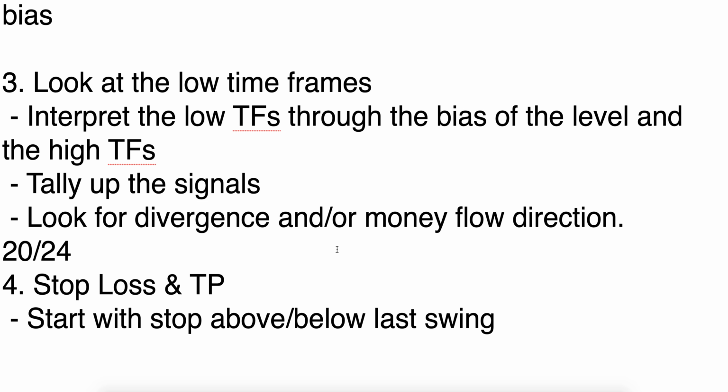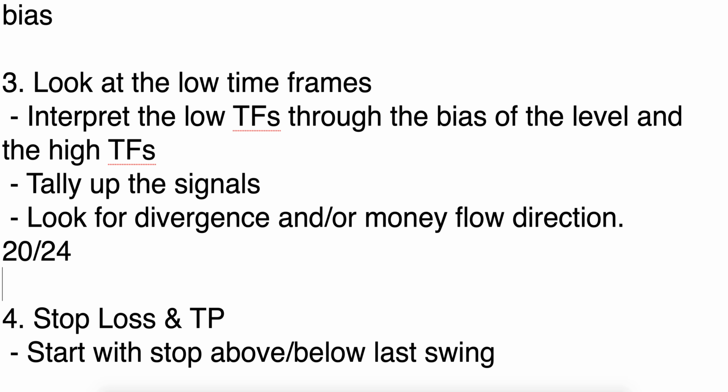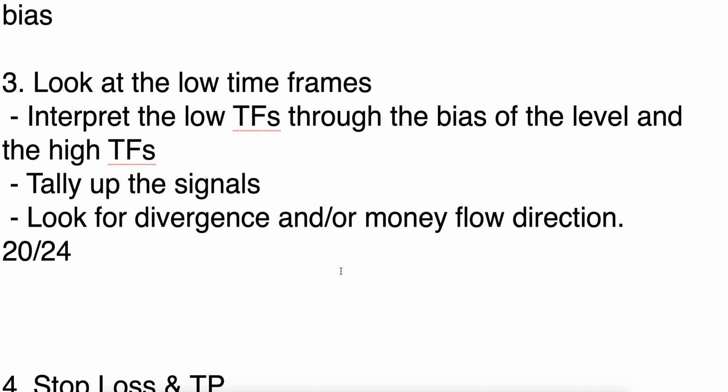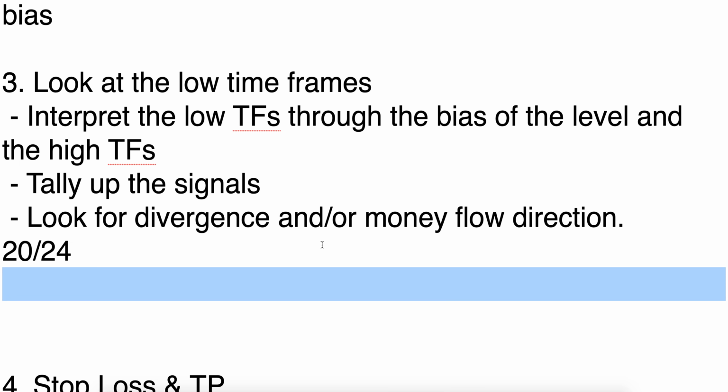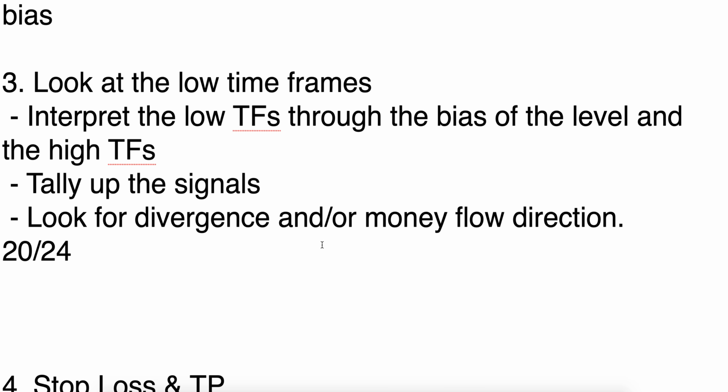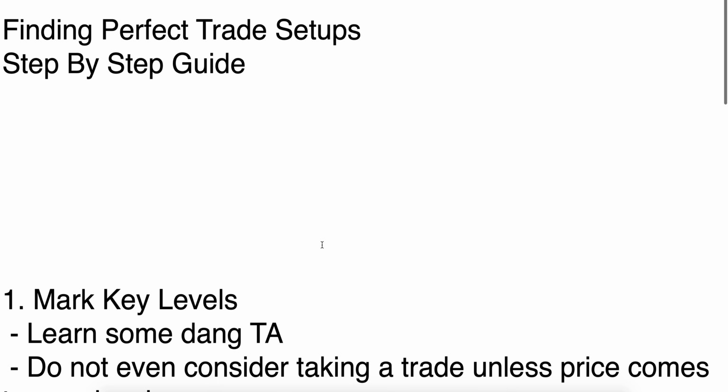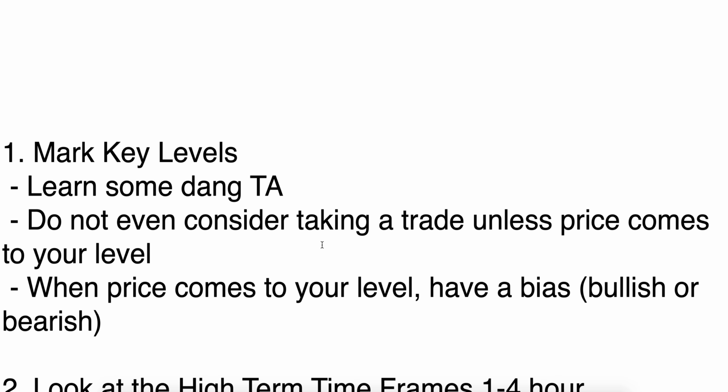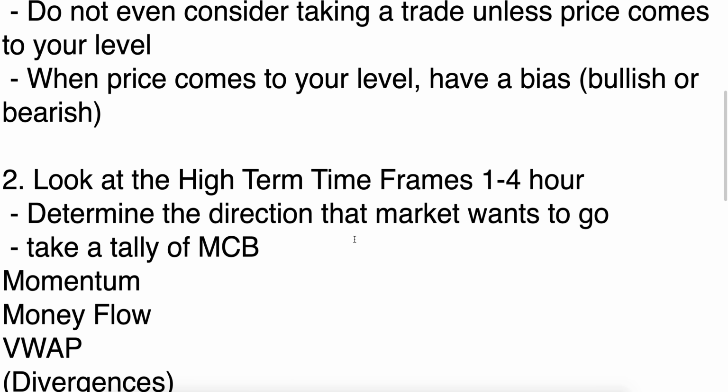So now that we have our score, we make the decision based on our evidence, and the evidence is cumulative. Remember, we start with the level, and we have our bias from the level. Then we go to the higher time frames. We get a bias for the environment that we're working in. The higher time frames are to determine the environment.